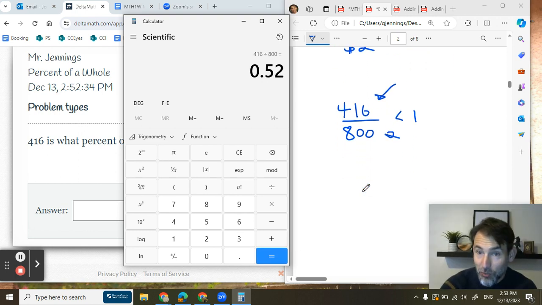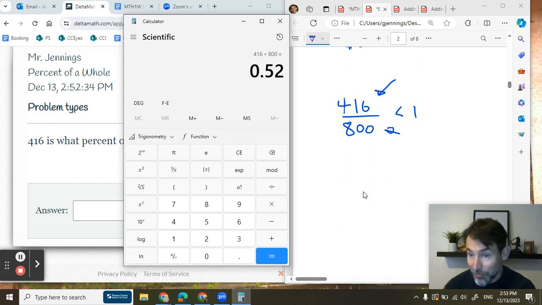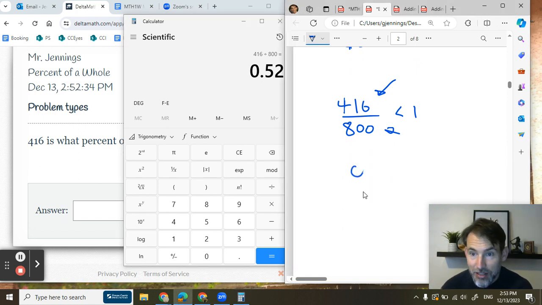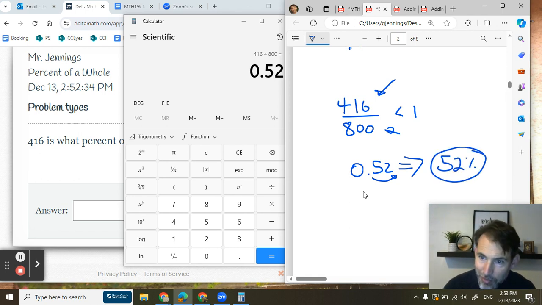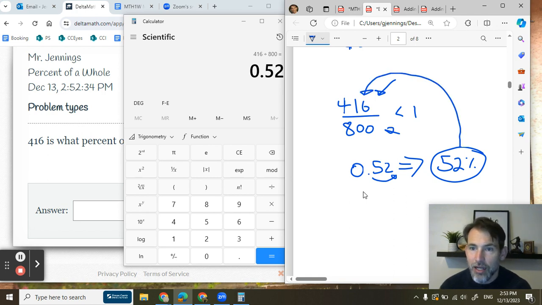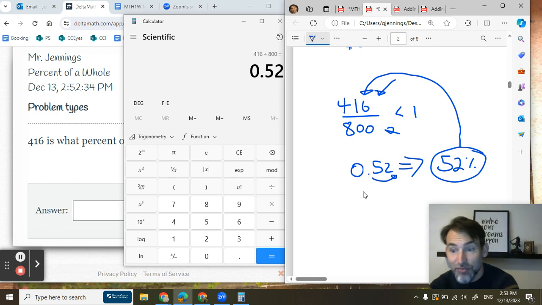So I told you it was less than 1, right? And it is indeed. That is a number smaller than 1. It is 0.52, and we want to be able to convert that to a percent. To do that, you just move the decimal place over. That's 52%. Now, something I forgot to mention, but it's something you always do, is you always start with a guess. I see 400 and a bit divided by 800. It's ever so slightly more than 50%.